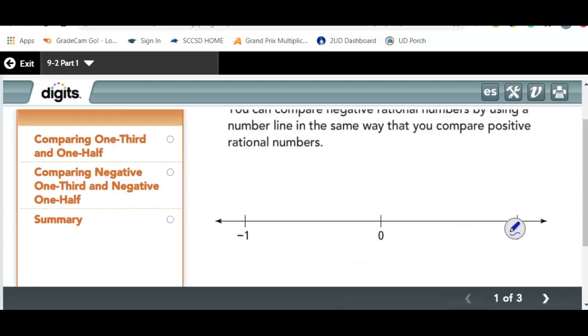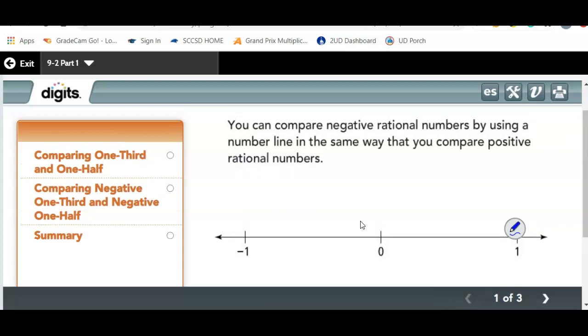What can we always tell on a number line? The farther what? The farther right you are. Easton? Good. The farther right you are, the larger the number. Same thing with integers and rational numbers. The farther left you are, John? The farther left you are would be the smaller number.